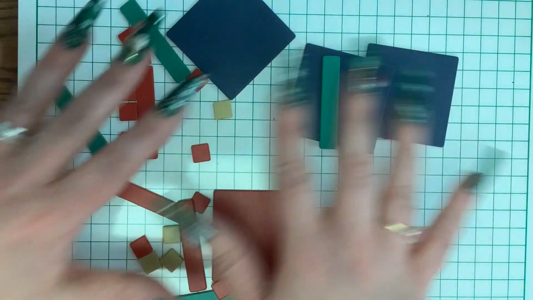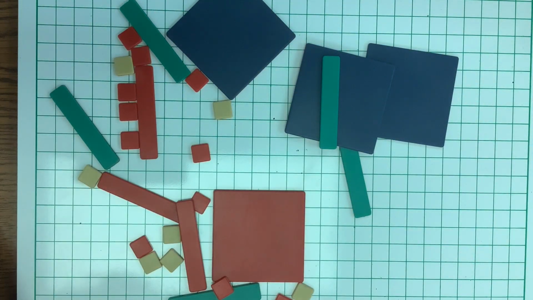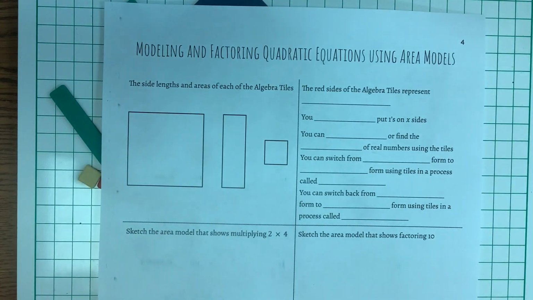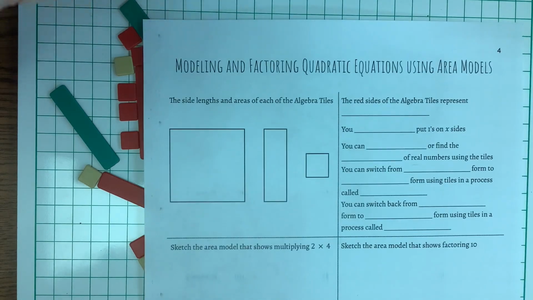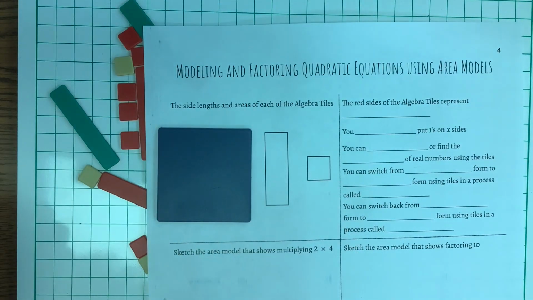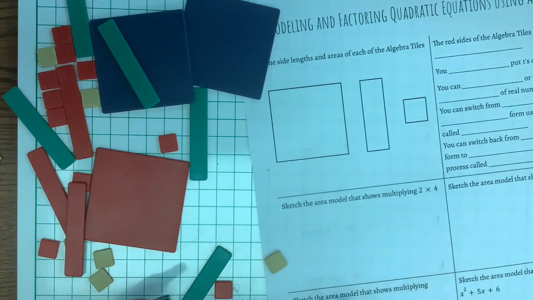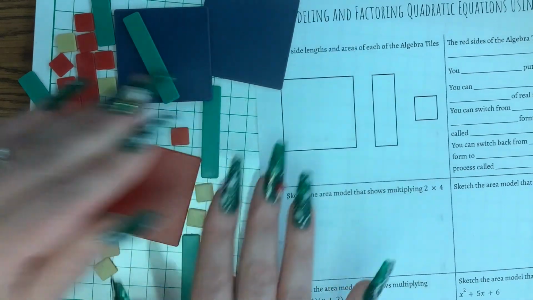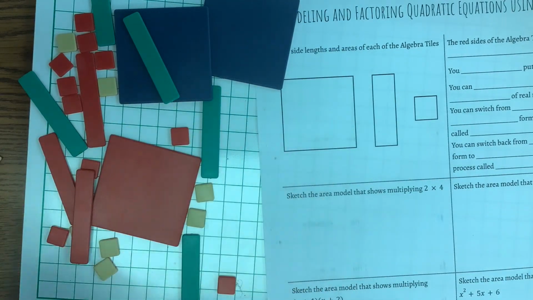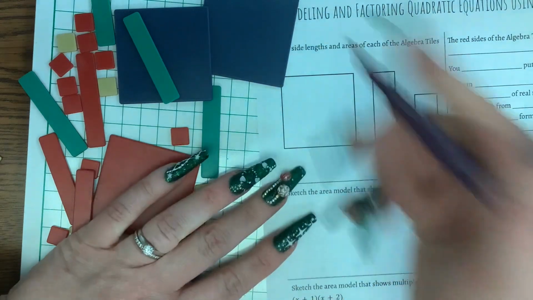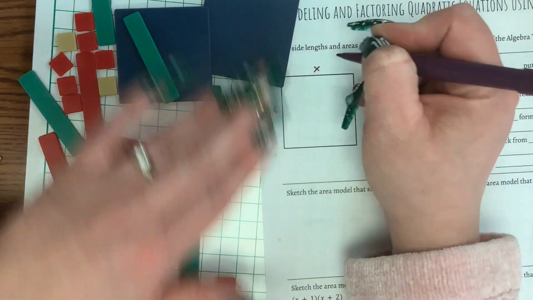So I'm going to switch back and forth between, you can see the algebra tiles and the paper that, well, it'll be your virtual notebook, but it's my physical one right now. So this, the side lengths of this are x and x. Let's shift stuff over a little bit so we can write some stuff down. So side lengths are x and x.